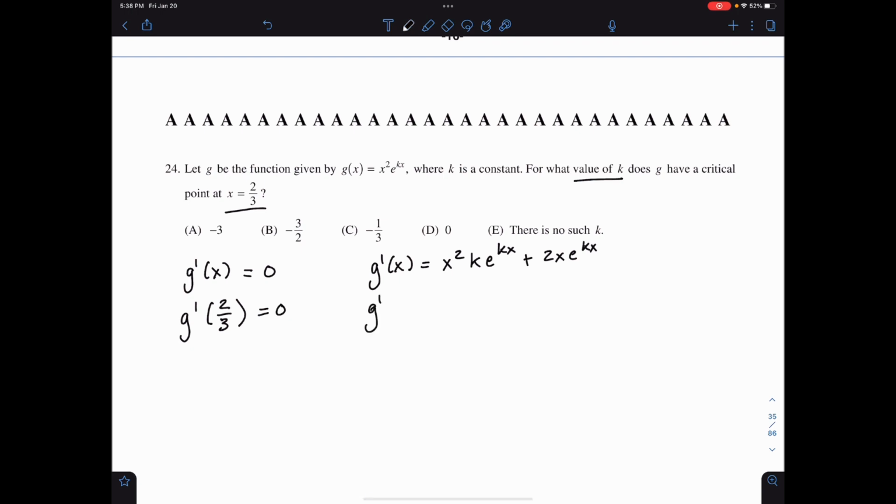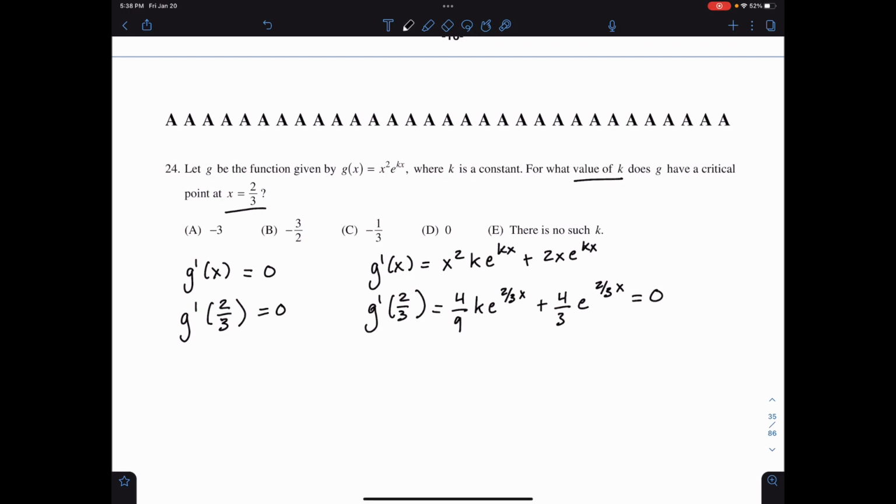So g prime of 2/3 is equal to 2/3 squared, which is 4/9, times k e to the 2 thirds x, plus 2 times 2 thirds, which is 4 over 3, e to the 2 thirds x. Okay, now I've got a bunch of terms. Oh, and again, I want to set this equal to 0.